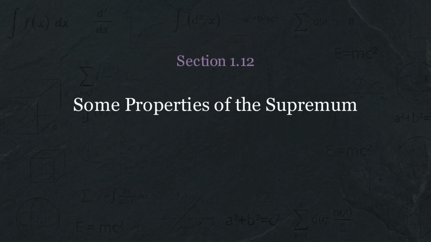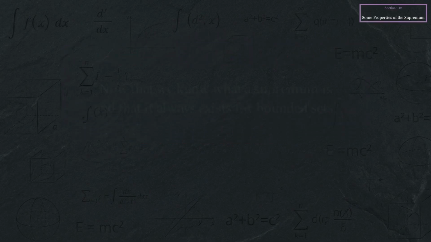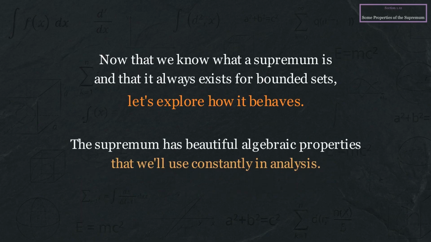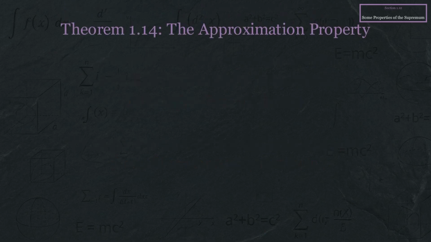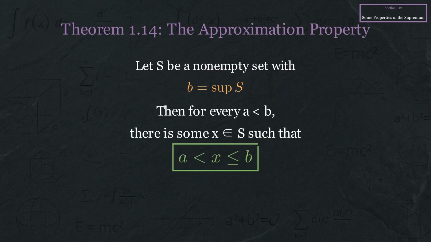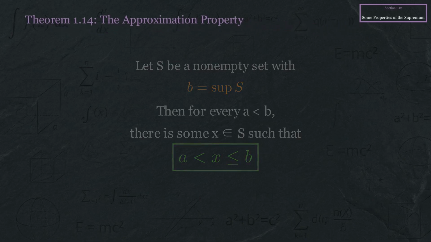Section 1.12, Some Properties of the Supremum. Now that we know what a supremum is, and that it always exists for bounded sets, let's explore how it behaves. The supremum has some beautiful algebraic properties that we'll use constantly in analysis. Our first result is called the approximation property. Theorem 1.14. Let S be a non-empty set of real numbers with supremum b equals sup S. Then for every a less than b, there is some x in S such that a is less than x, which is less than or equal to b.